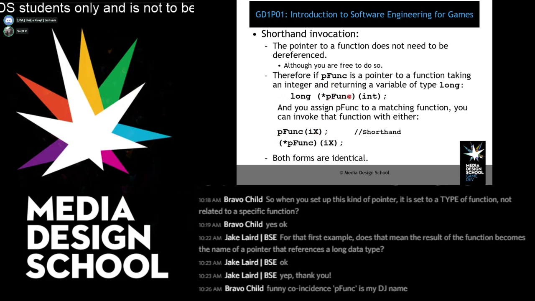Use the name of the function, and in arguments, give the argument that you want to pass. So when you say p-func ix, it will make a call to the function whose address this function pointer holds, with argument ix. You could either say asterisk p-func or just p-func. It's up to you. That is the way you would make a function call that is held by a function pointer.